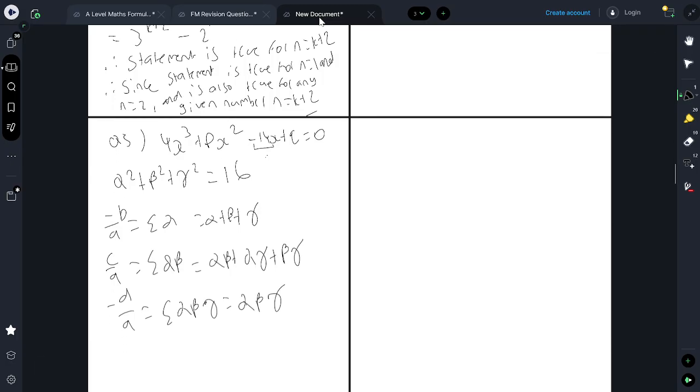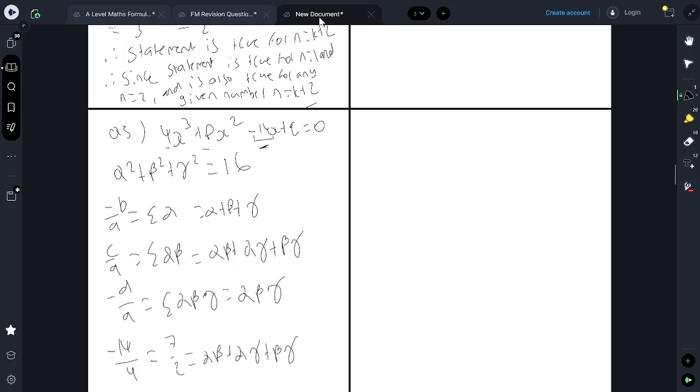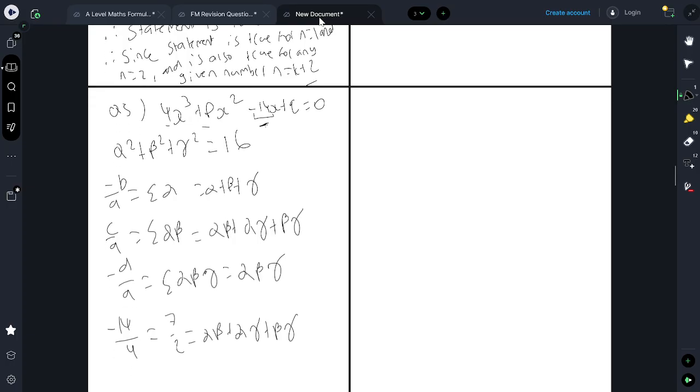Okay, but so c over a, so obviously polynomial a, b, c, and d coefficients. This is going to be the pairwise, right? So minus 7 over 2, and that's going to be alpha beta plus alpha gamma plus beta gamma. Okay, again, nothing you can do there. There's too many variables here to do anything with.